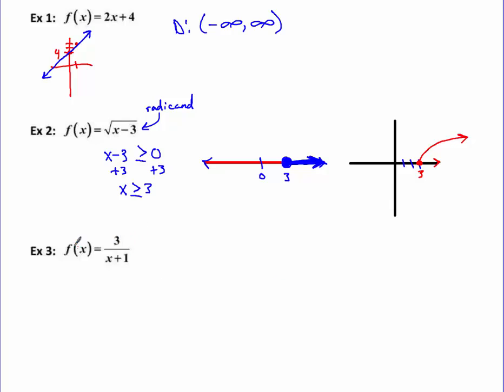All right, so here's a little example. f of x equals 3 over x plus 1. Remember, this is what we talked about. This is the denominator, and we cannot let that equal 0. So what we're going to do is make it equal 0, and we're going to find out what x equals when the denominator is 0.